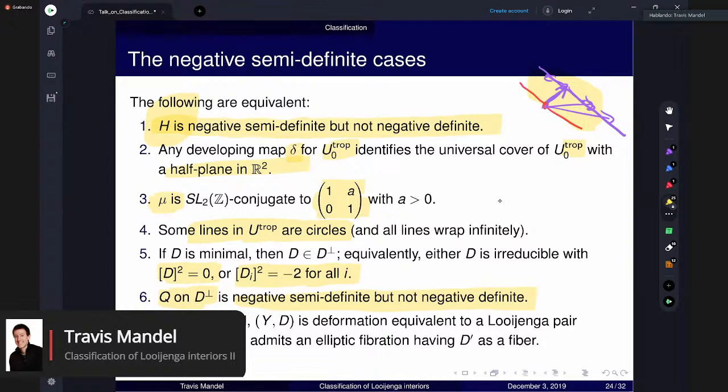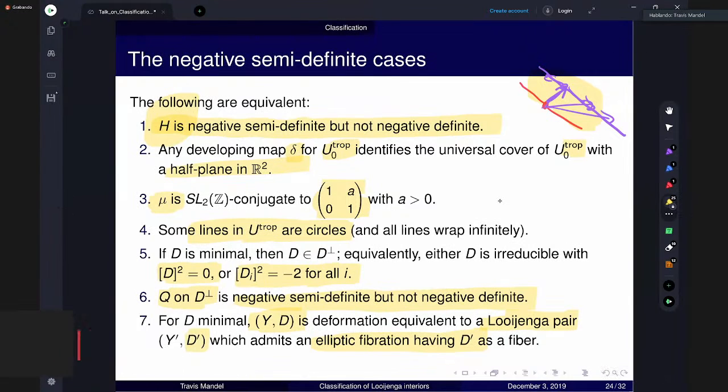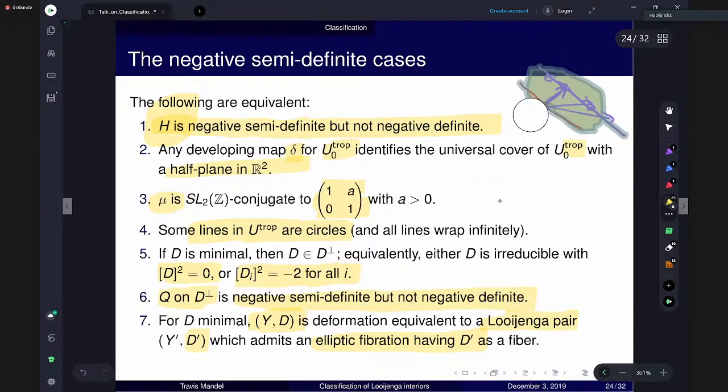Right, and finally, if D is minimal, so if your boundary divisor is minimal, so you don't have any -1 curves, then you can deform (Y, D) to get some Looijenga pair, which has an elliptic fibration, an elliptic fibration with your deformed boundary D prime as a fiber. So let me explain this with an example.